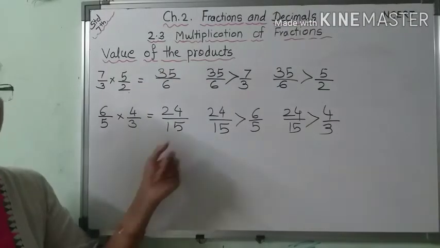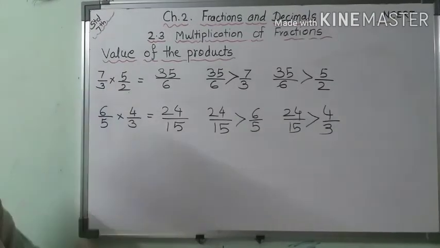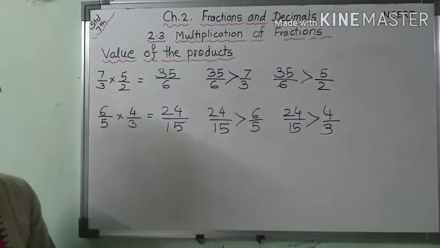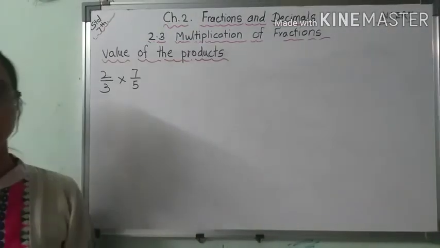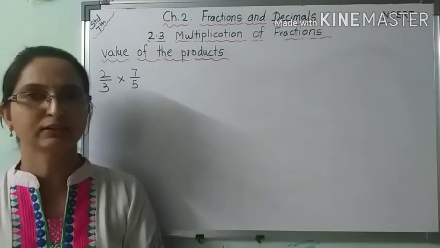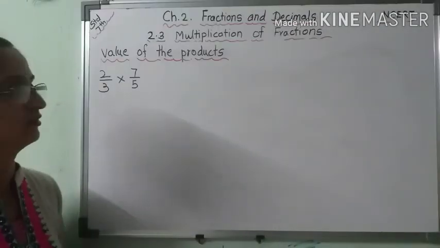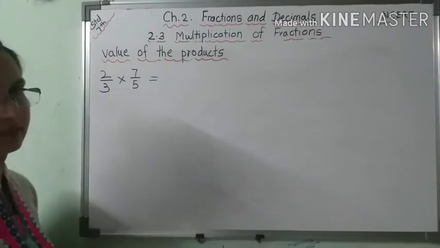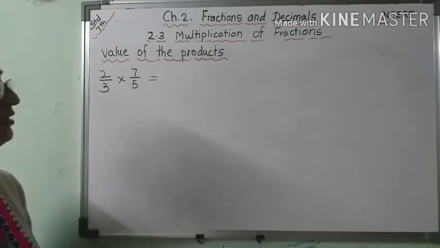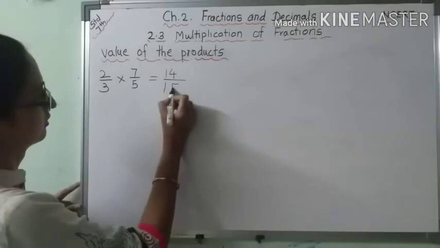Now observing these two examples, we find that when we multiply two improper fractions, the product is greater than each of the two fractions. Is that clear? Let us multiply a proper and an improper fraction. Your example is 2 upon 3 into 7 upon 5. Here 2 upon 3 is a proper fraction and 7 upon 5 is an improper fraction. We have 2 sevens are 14, 3 fives are 15.